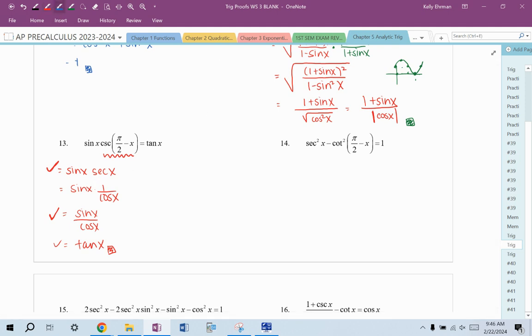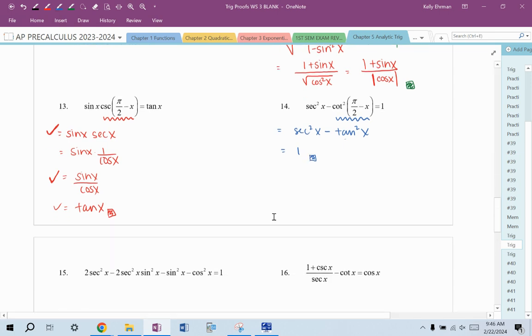Okay, number 14, get rid of this cofunction. So secant squared x minus the cofunction of cotangent is tangent, so this is going to be tangent squared x. And that is equal to 1. This is one of the rearranged Pythagorean identities. So when you're filling out your sheet on Monday, make sure that you have all the rearranged versions so that you can use that on Wednesday.